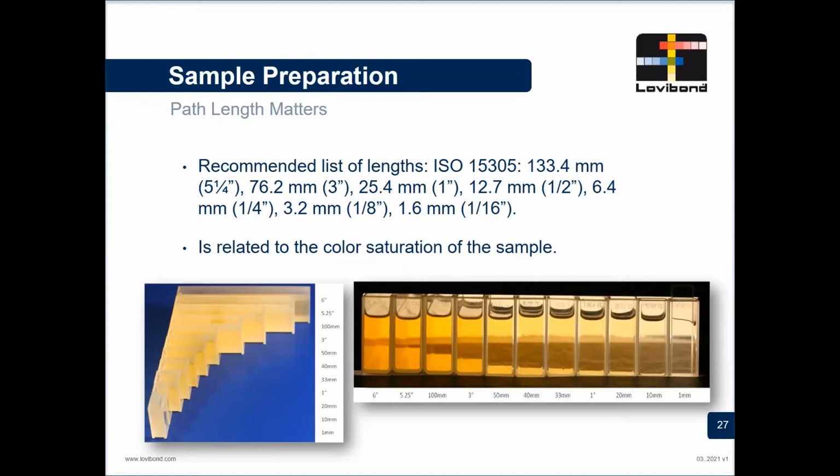If my sample is very dark, so I'm looking at maybe a crude or a semi-refined oil, so halfway through my refining process, I'm going to be wanting to look at a shorter path length so that my color is not too saturated. Otherwise, I'm going to read 70 yellow and not really know how dark it is because I've reached the top limit of my instrument.